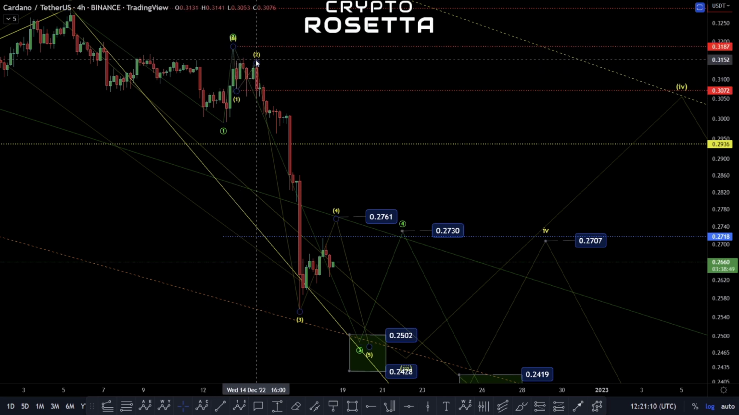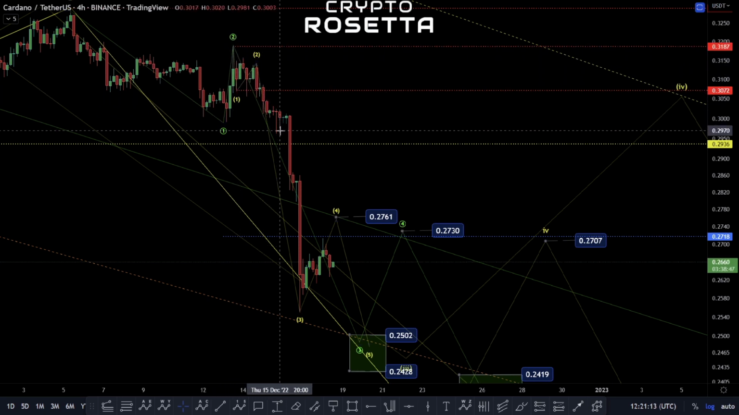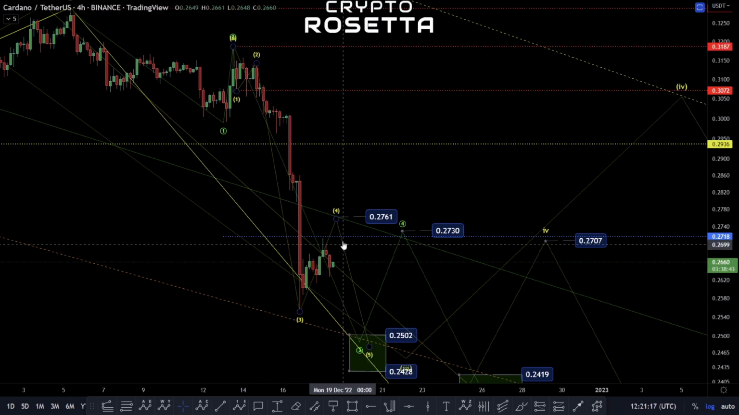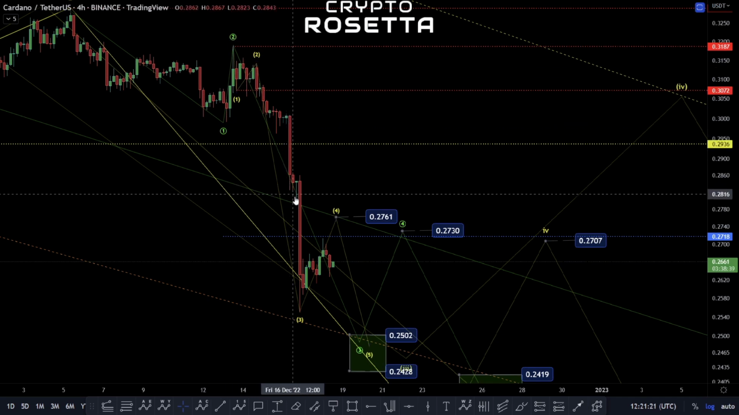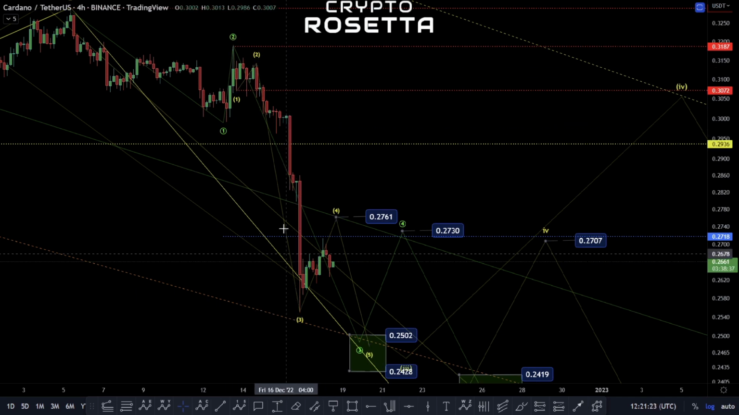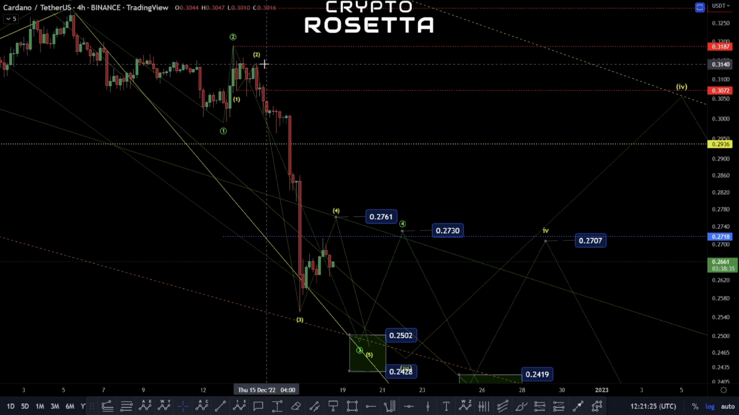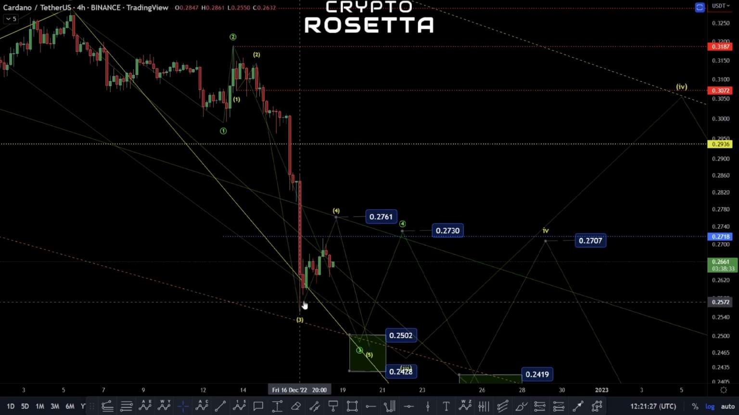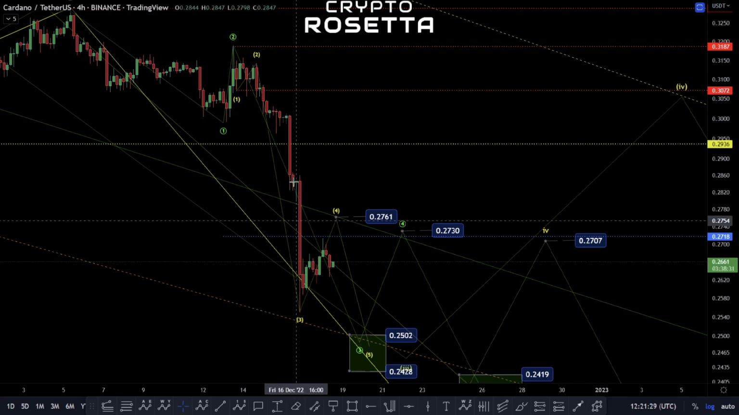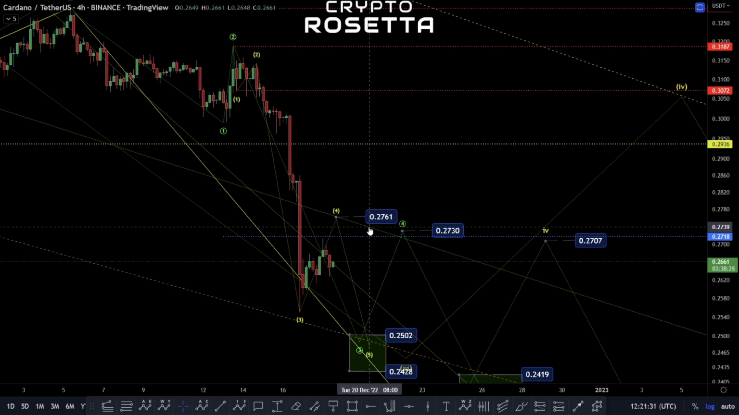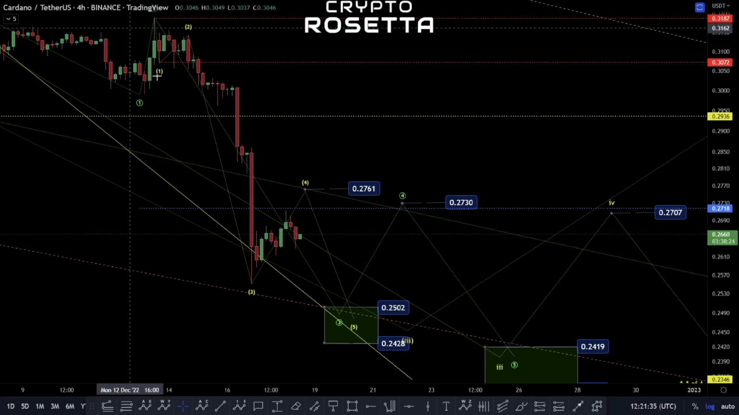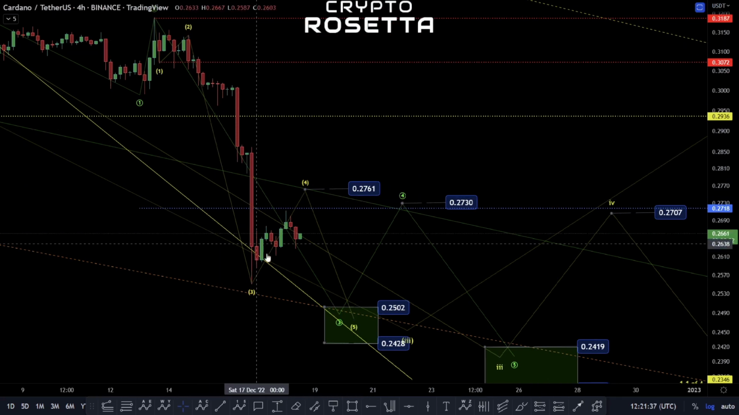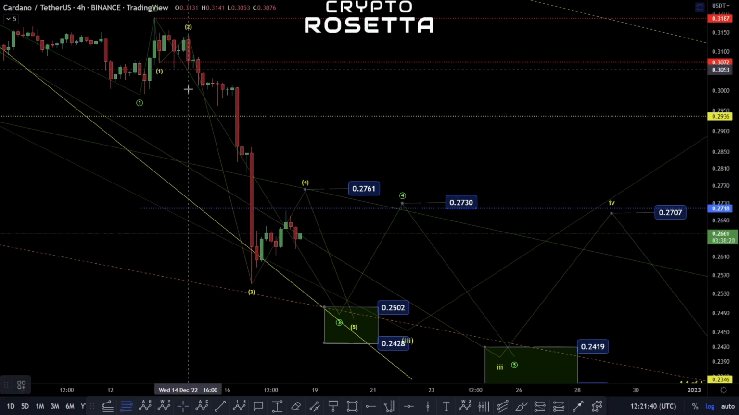We can either count this as a 1, 2, 3, 4, and a 5 into this low, and then that's a 1 into here. And then this is a 3, 4, and a 5. Or we can count this as a 1, 2, 1, 2, 3, 4, and a 5. So basically, this wave 3 is longer than this wave 1, and we have an extension within the wave 5. So there's a few ways. We need a little bit more time to see which option is actually playing out, but this is my preferred count at the moment. And what I'm looking for is a retracement to the upside here.